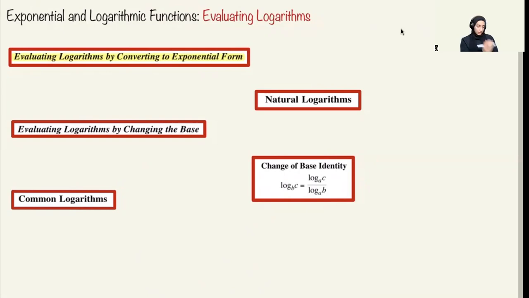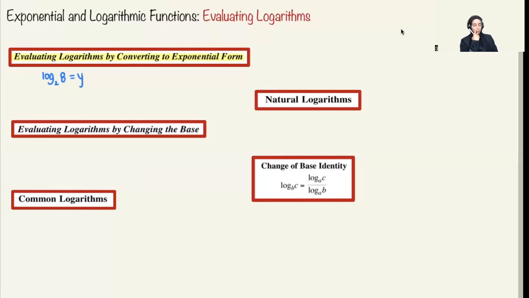If you had something like this, log base 2 of 8 is equal to y. I want to solve for this y. I want to simplify and evaluate: what's the value of this y?